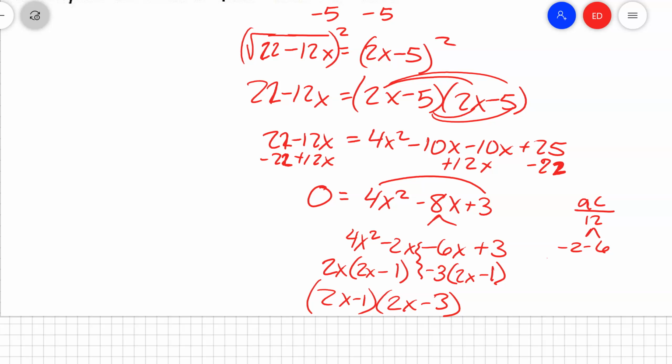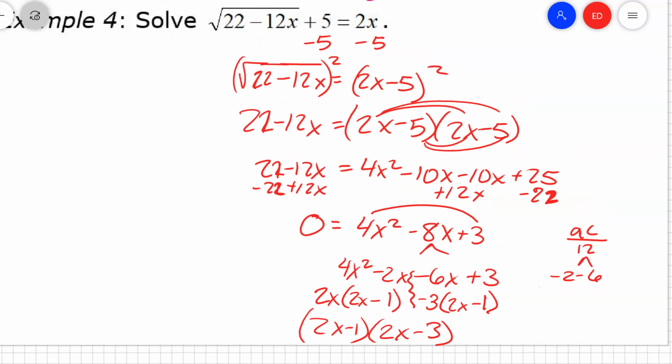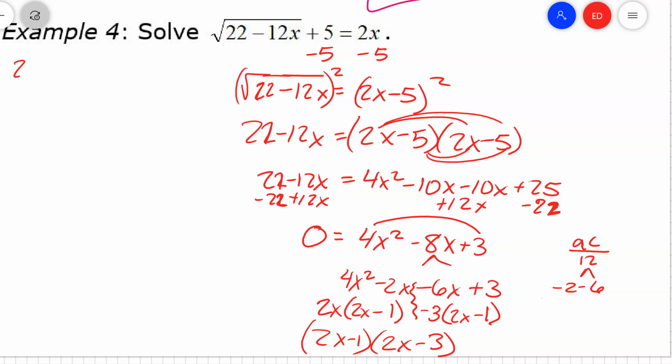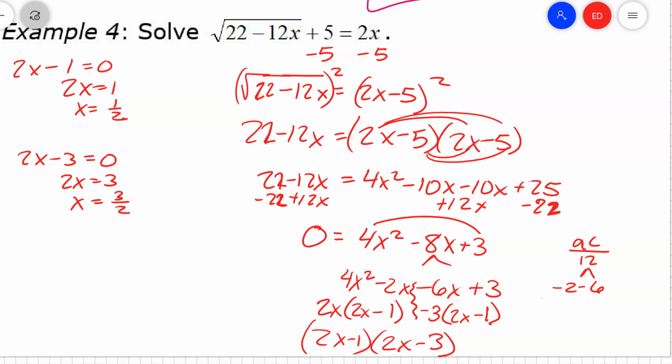Still not finished. We need to set them equal to 0. So we have 2x minus 1 equals 0, and then we also have 2x minus 3 equals 0. Add the 1 to the other side, and you end up with 2x equals 1, x equals 1/2. Then I add the 3 to the other side, and x equals 3/2. What we need to do next is check it.